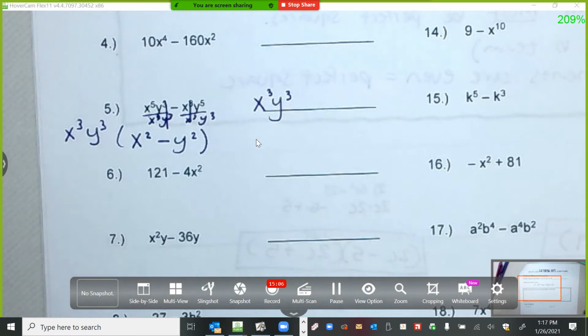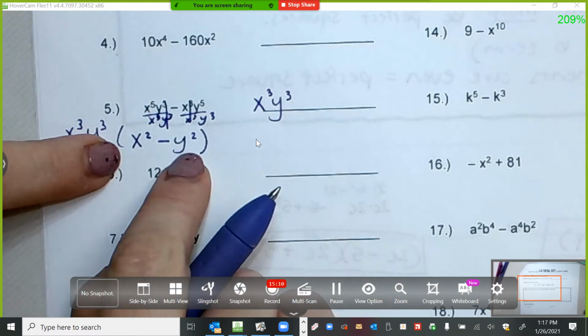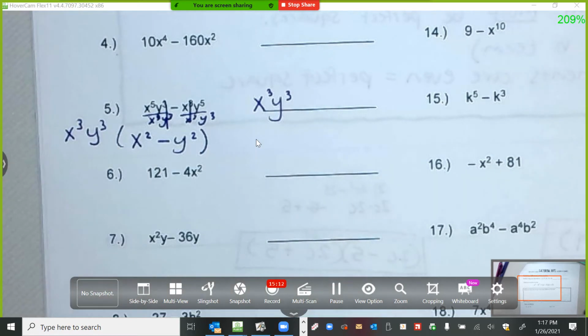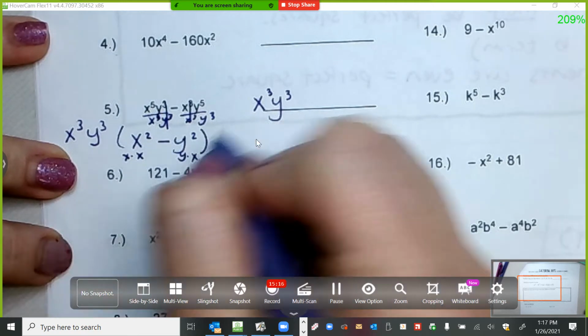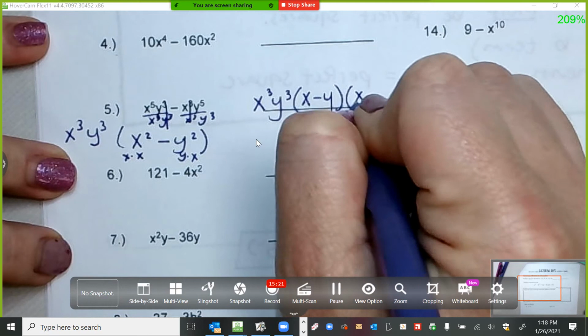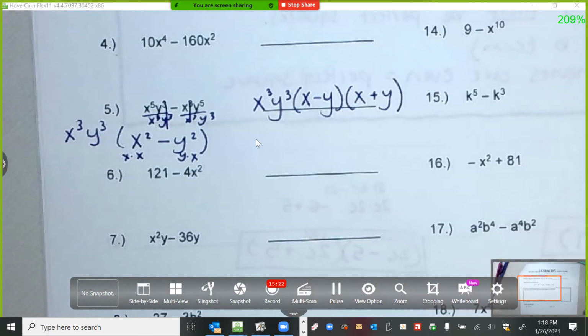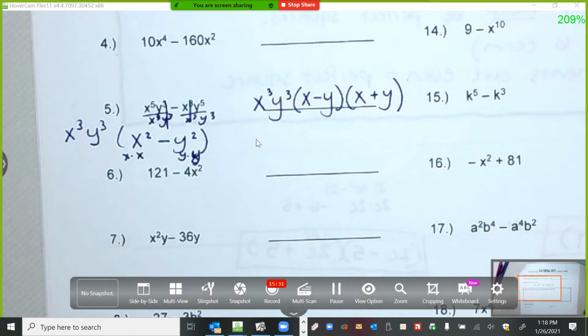Okay? Now, is this a perfect square minus a perfect square? Yeah, because x times x and y times y. So we get x minus y, x plus y. There's your answer. Does that make sense? Why did I put an x there? Sorry, y'all. Any questions with that one?